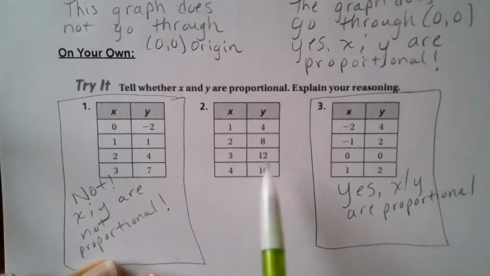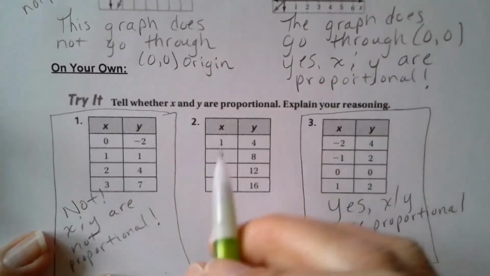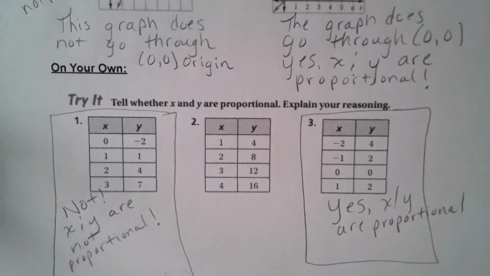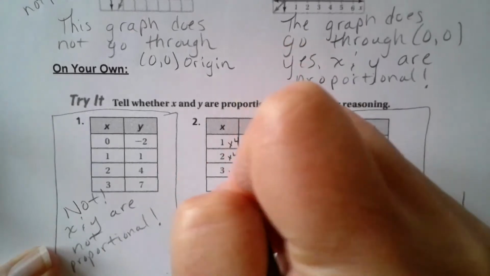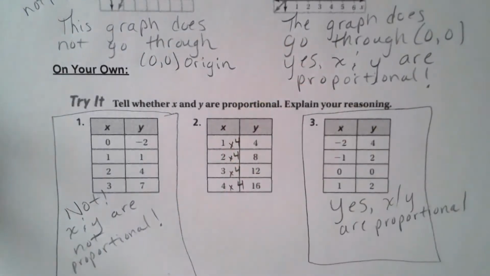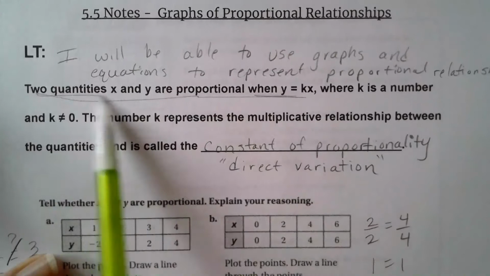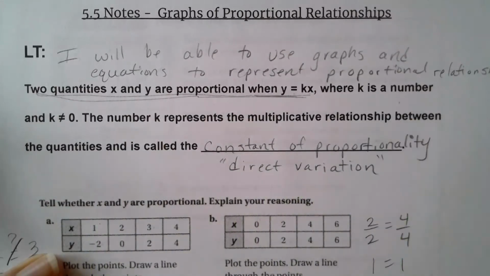Okay, now let's take a look at this one. This one's unique, and this is why. So if I just compare X and Y, what do you see X being multiplied by? It's being multiplied by 4 every time. Every time it's being multiplied by 4, right? So if we go back up here, if we look at the definition, two quantities X and Y are proportional when Y equals Kx and K is a number.